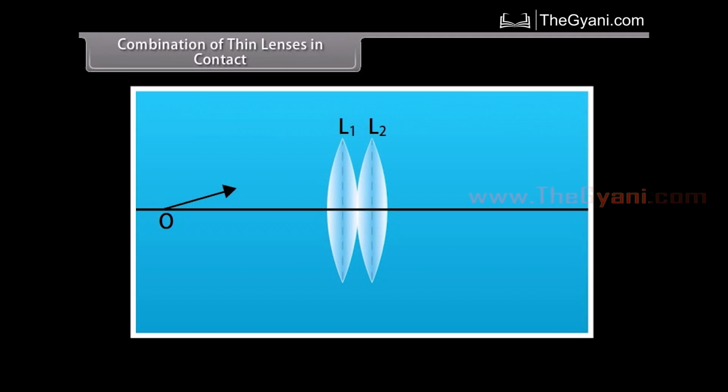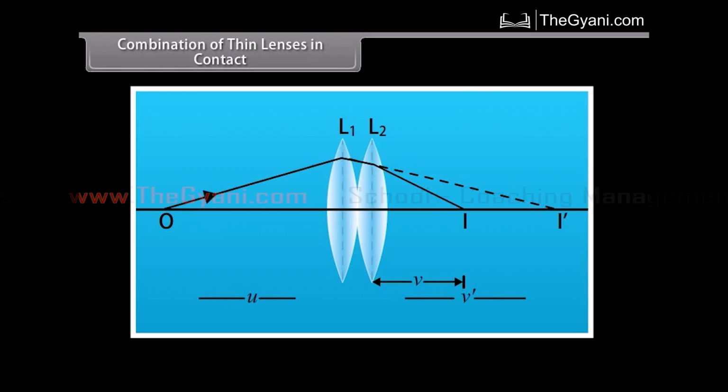Combination of thin lenses in contact. Suppose two thin convex lenses L1 and L2 are placed in contact in such a way that they have the same common axis. The focal lengths of the lenses are f1 and f2 respectively, and the medium is the same on both sides of the lenses. O is a point object on the principal axis at a distance u from the first lens, L1. The lens L1 deviates the rays towards I. That is, I is the image formed by the first lens, L1 alone.